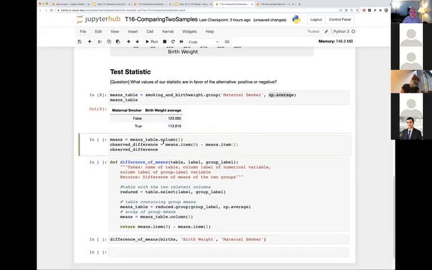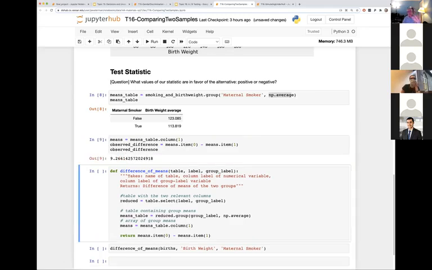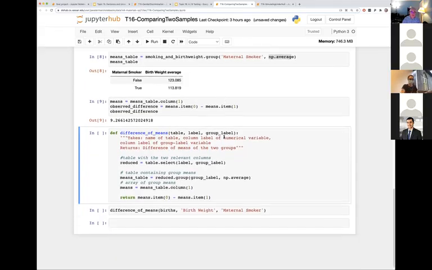And we can just do this by subtracting from the columns, right? So let's just take our means table, and we're going to extract our columns. So that's just going to give us an array of means. And we're just going to take the first element from there, the non-smokers. So means item 0 is the first element in that means array, and we're going to subtract it from means item 1, the second element in that array. And that's just going to give us the difference. And you can see the difference on average between the two different groups. The non-smoker babies were 9.2 ounces heavier. Okay, but again, that could just be due to random chance.